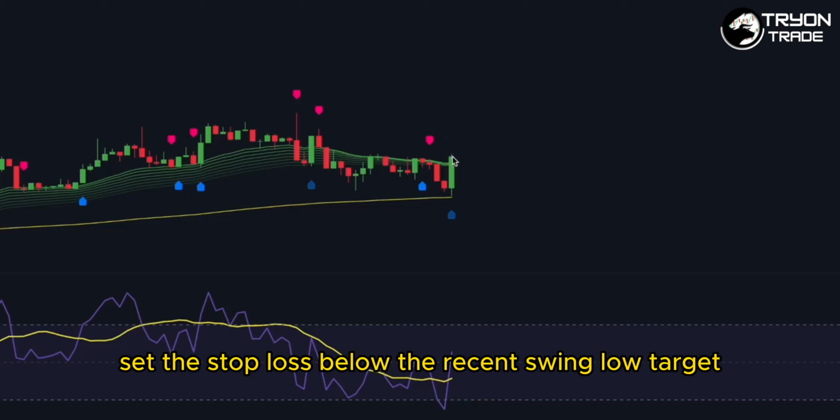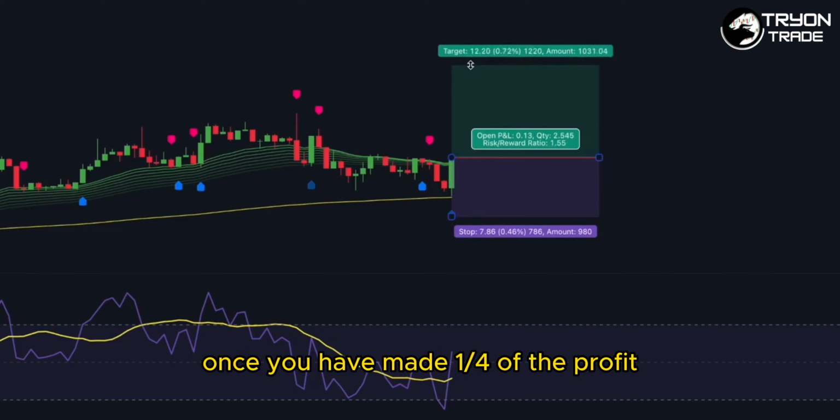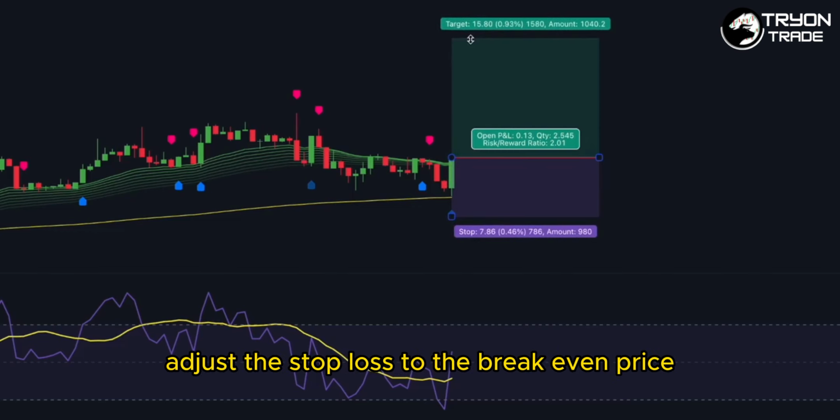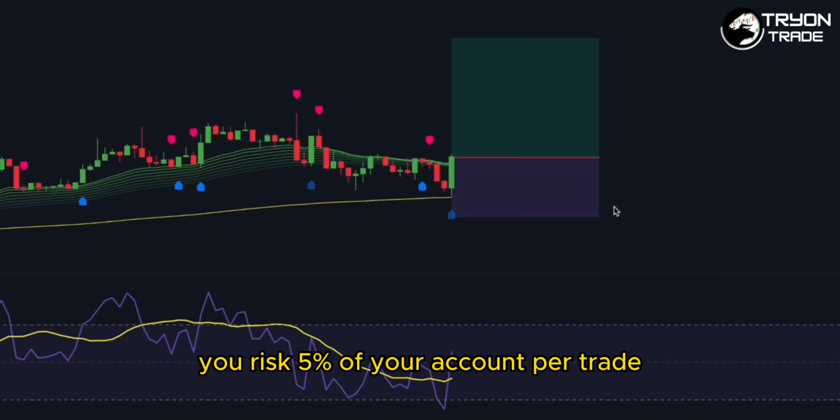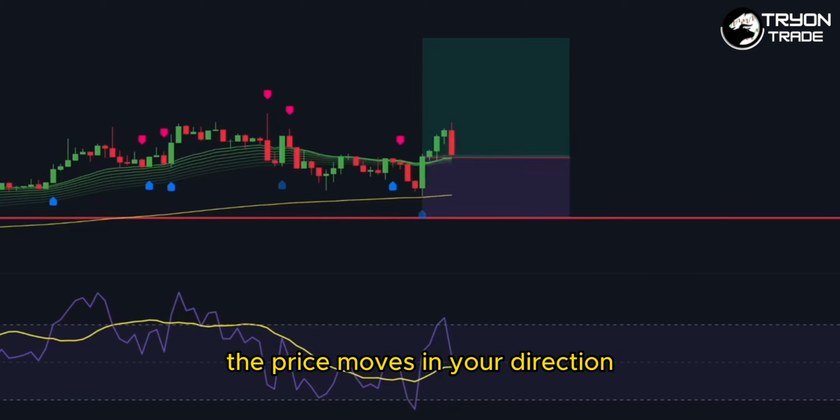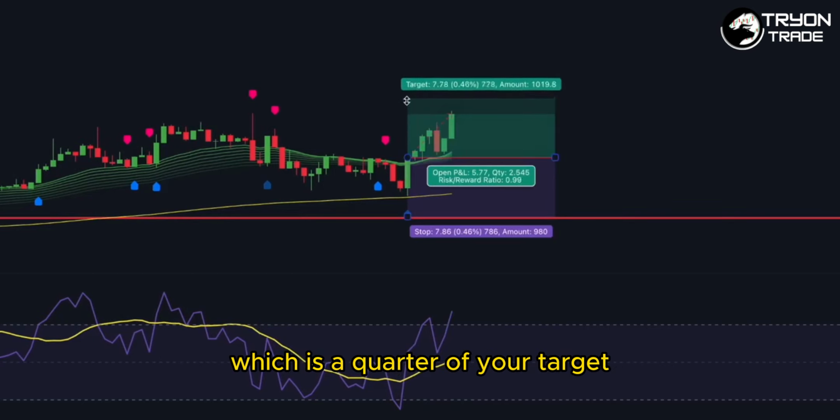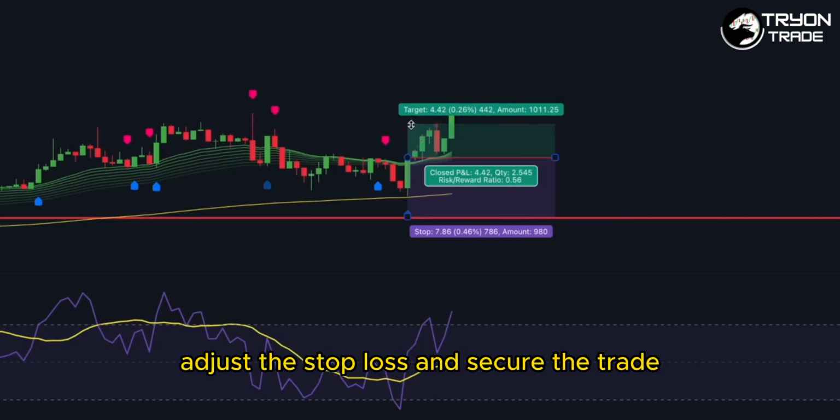Set the stop loss below the recent swing low, and the target at 2 times the risk. Once you have made 1/4 of the profit, adjust the stop loss to the break-even price. For example, you risk 5% of your account per trade, the price moves in your direction, and the unrealized profit is running at 2.5%, which is 1/4 of your target. As soon as that happens, adjust the stop loss and secure the trade.